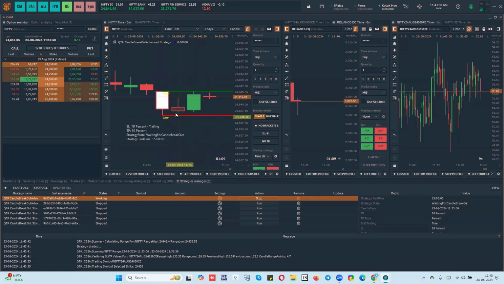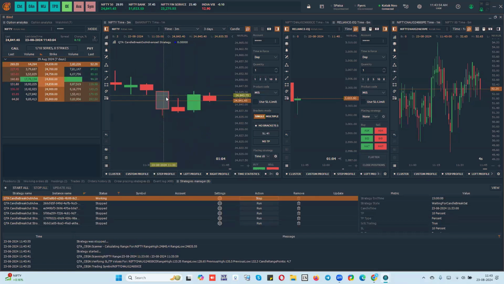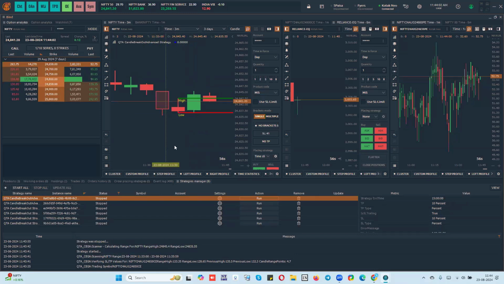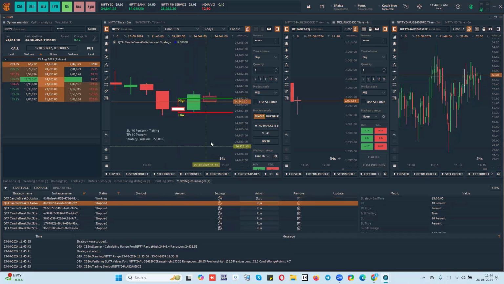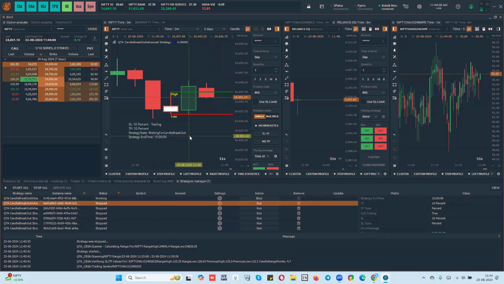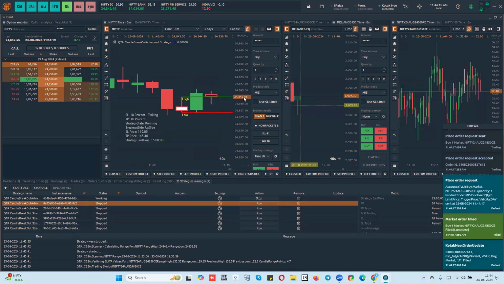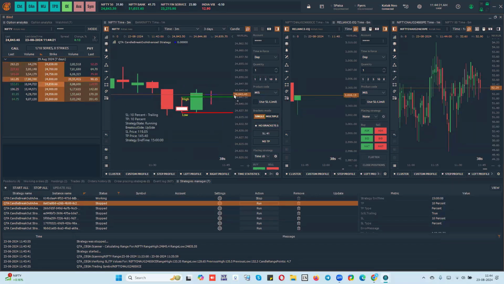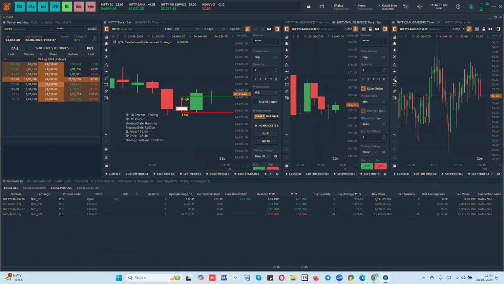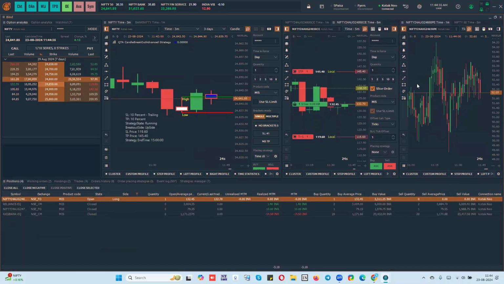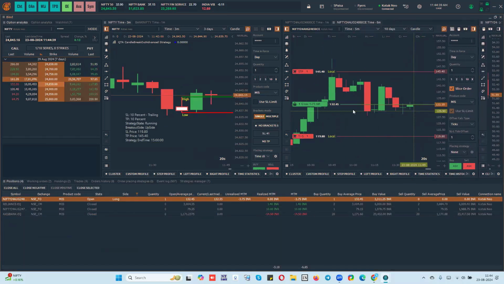If I do not want to use this particular candle and I want to switch, I click on the Alt key and click here, and the candle is unselected. Now I can go and select this candle using the Control key. So now the trade has taken place. Let's see. You can see that the trade has been taken.